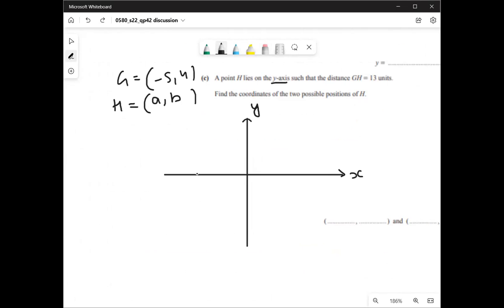First thing is, let's plot G. So G is minus 5 and 4 right here. So this is going to be G right here. G. Done? Any questions so far?